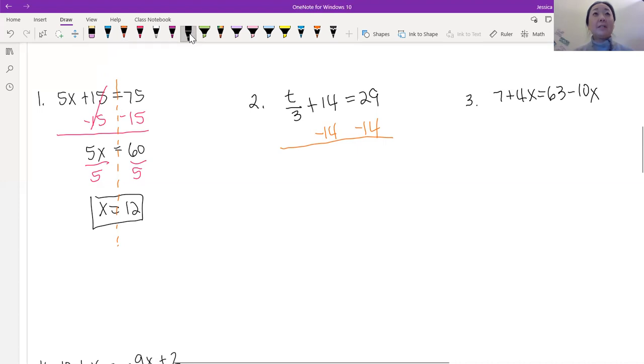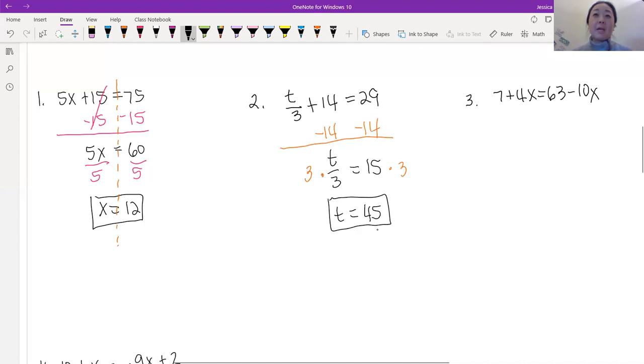Now, what do we have left? So I just have t over 3 is equal to 29 minus 14, which is 15, right? And then how do we get rid of a divide by 3? Multiply by 3. So see, multiply by 3. And then we get t is equal to, because remember, when I say cancel out for when we multiply or divide, it's because it cancels out to be a 1. Because what's 1 times t? t, or 1t, which we just write as t. And then 15 times 3, which would be 45.